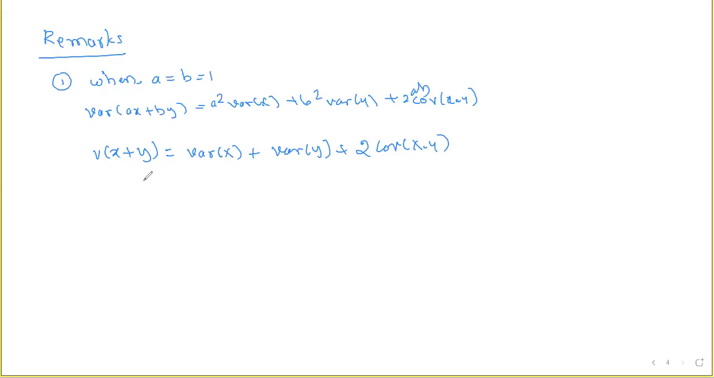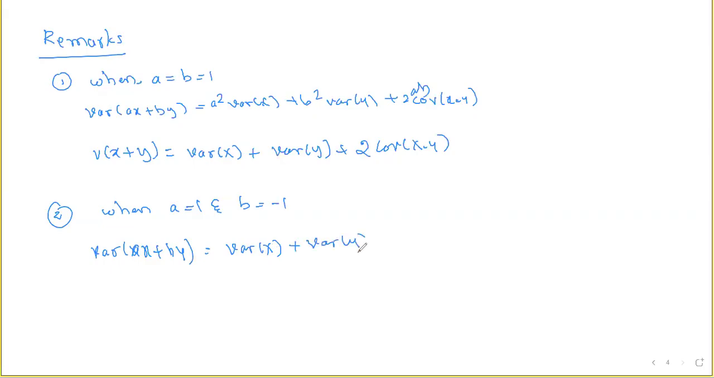So according to that, it may change. Say for example, for a particular case when a equal to 1 and b equal to minus 1. So now variance of ax plus by. A is 1, 1 square, 1 into variance of x, that is variance of x, plus 1 into variance of y. Why? Because b is minus 1, its square is 1.